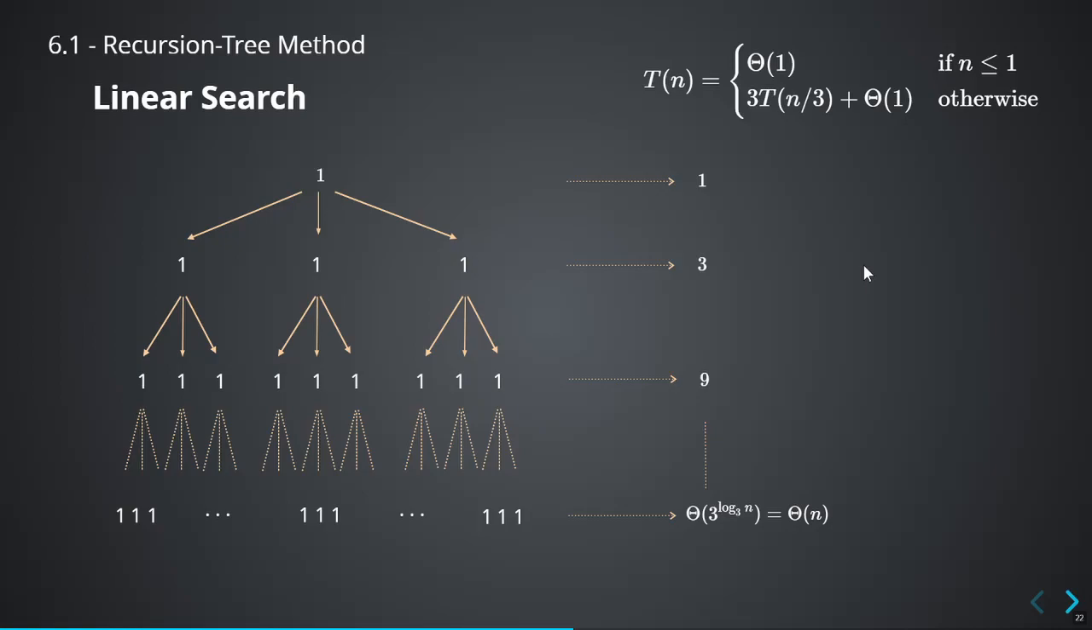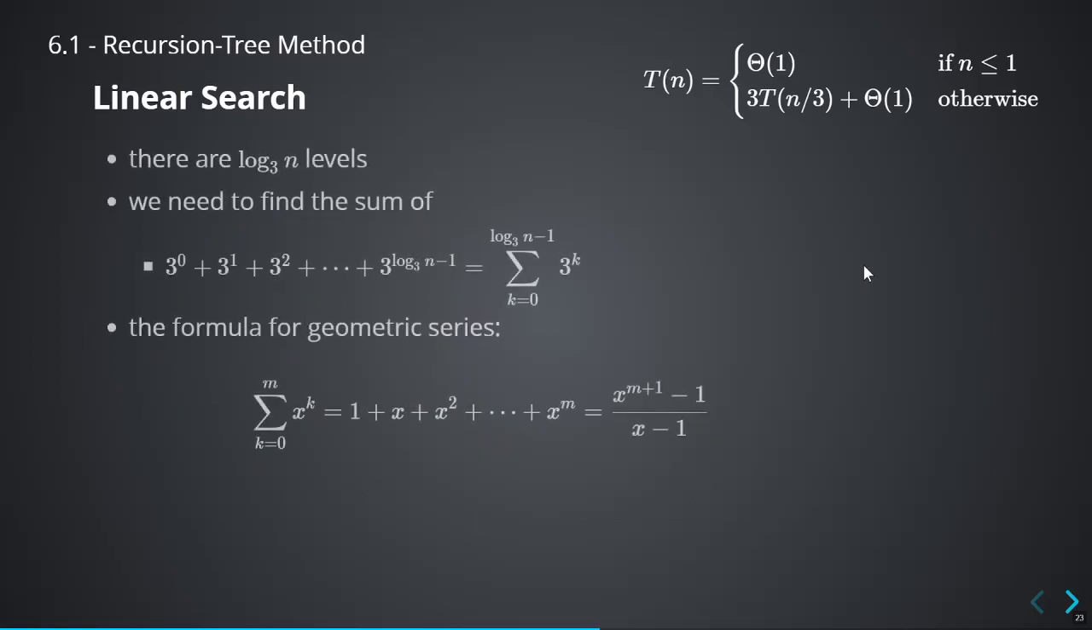So this time, you have to work out the sum of powers of 3 up to 3 to the log base 3 n minus 1. Again, because there are log base 3 n levels. And the last one is theta n, remember. So we have to find the sum up to log base 3 of n minus 1.